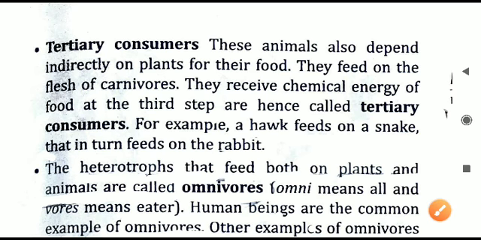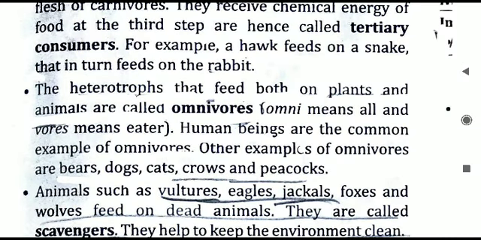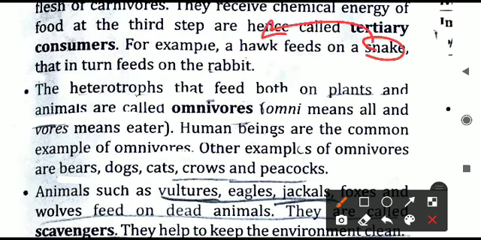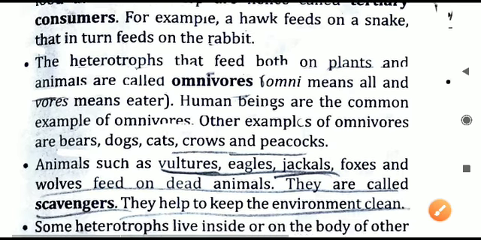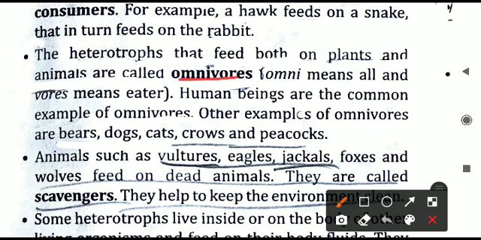Example I told you, like the snake is eating. Also, the snake is itself being eaten by the hog. That can also be called the tertiary consumer. That is also correct. Next, now we'll move to the next special category, that is called the omnivorous.